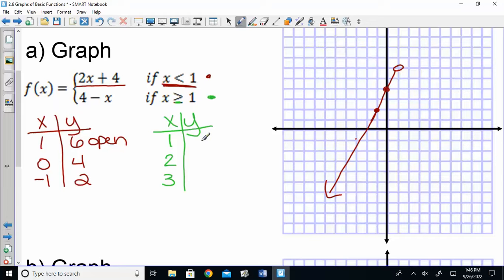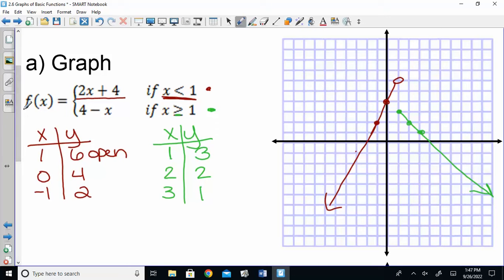So if I plug in 1, 4 minus 1 is 3. 4 minus 2 is 2. 4 minus 3 is 1. So 1, 3. 2, 2. 3, 1. This was my starting point, and then we are going with things greater than that, so this extends to the right. At the end, this was a function.